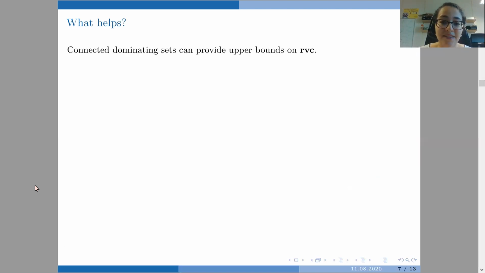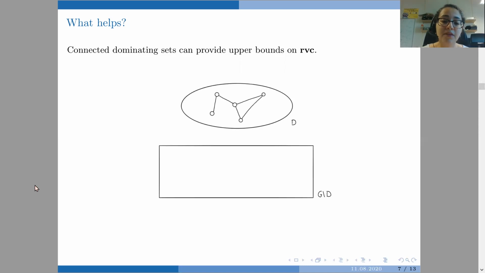So let's take a look at what motivated us. One thing that can help us to give upper bounds on the number of colors that we need to rainbow color a graph is the presence of a connected dominating set. And why is that? Well, if I have a connected dominating set in a graph, I can just color the vertices of this dominating set with pairwise distinct colors. And to the rest of the graph, I can give arbitrary colors.